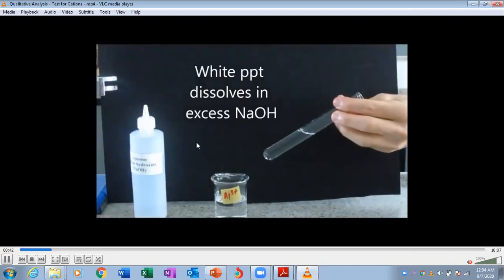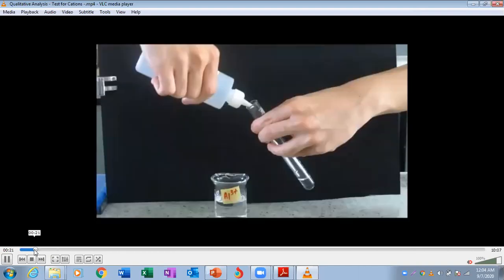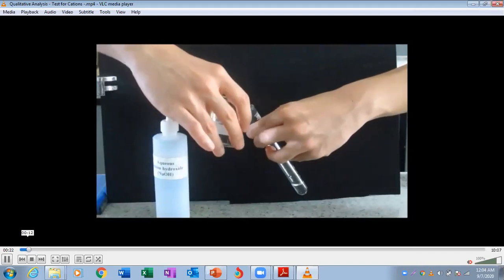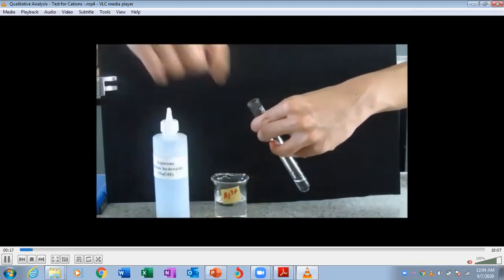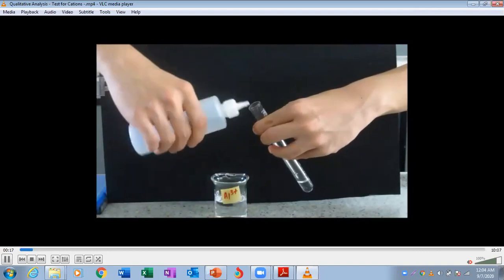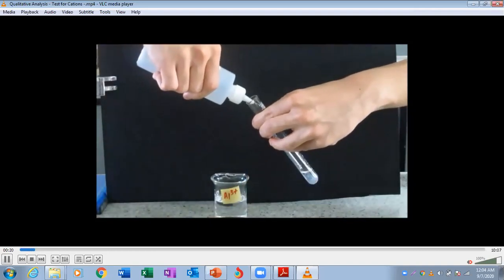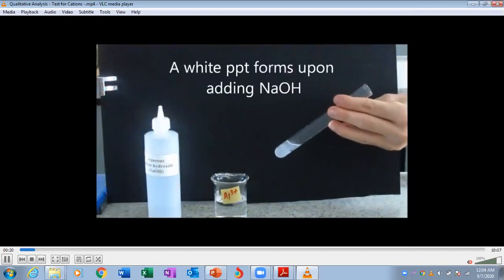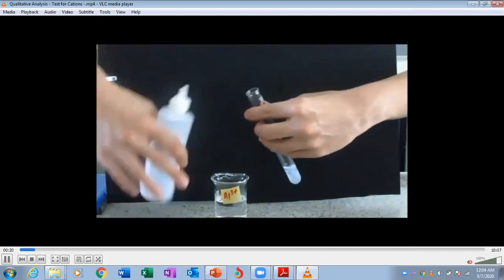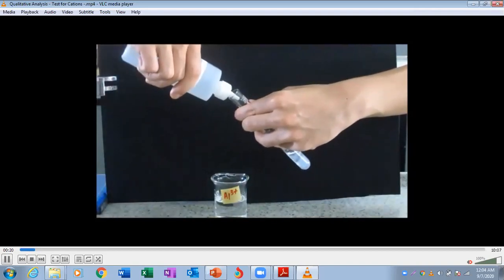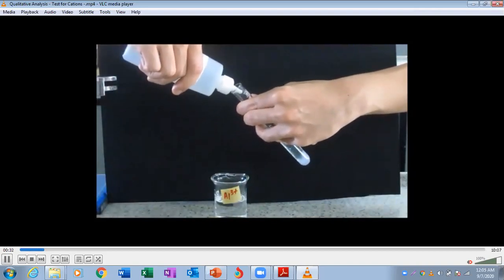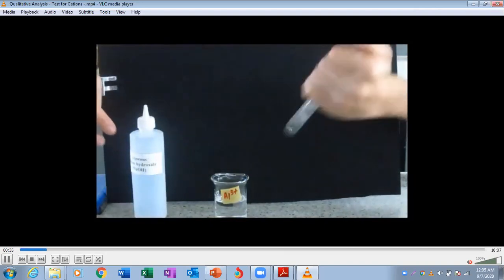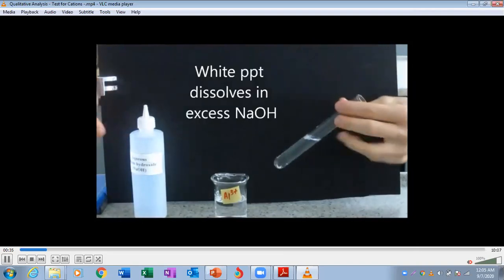The white precipitate has been dissolved. Again, look at here. Aluminum ion, just note down. Okay, few drops of aluminum ion or few cubic centimeters, adding few drops of sodium hydroxide, the white color has been formed. On adding some more sodium hydroxide, what is happening here? The white precipitate has been dissolved.